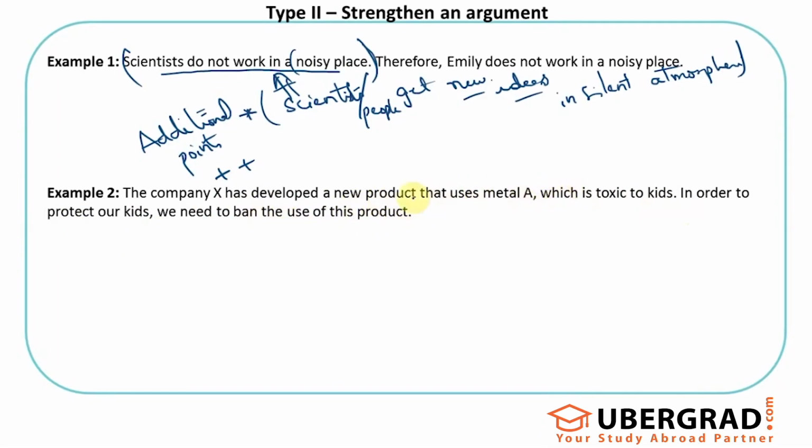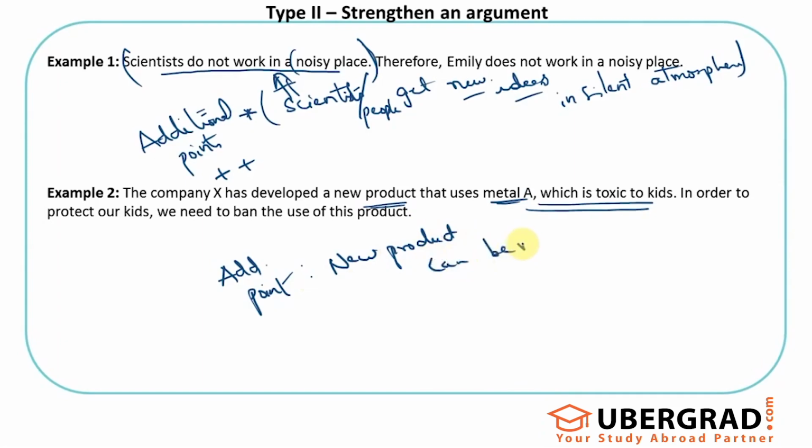So the argument is that there is a product that is toxic to kids. This product uses metal A, which is toxic to kids. In order to protect our kids, we need to ban it. So as I said, an additional point could be something like, the new product can be manufactured only by using metal A. What I am saying is, this new product can be manufactured only with metal A. There is no alternative for this.